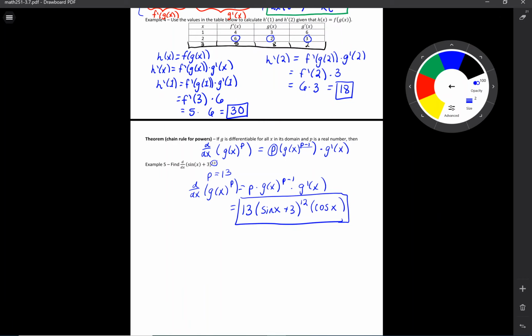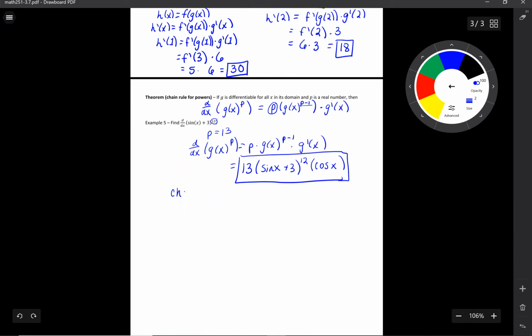So I want to end this by writing down a super brief summary of the chain rule. That will hopefully help you out a little bit. So the chain rule is basically the derivative of the outer function times the derivative of the inner function. This is a good way to think about the chain rule.